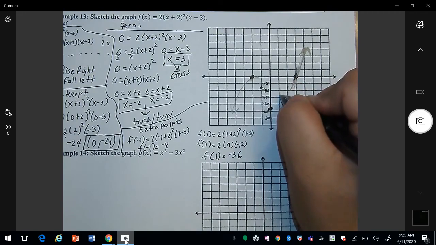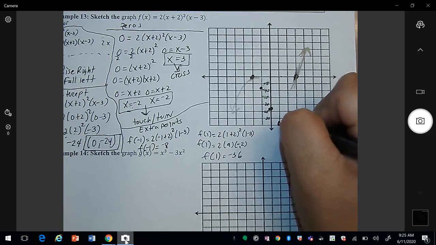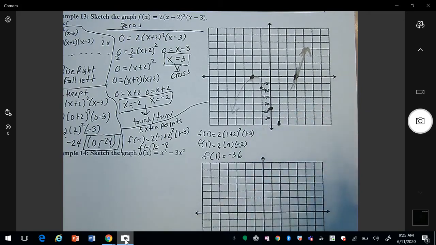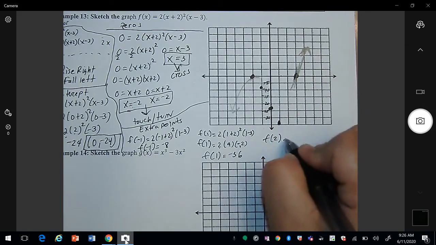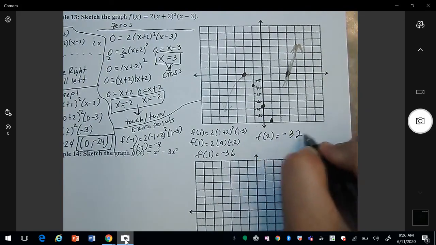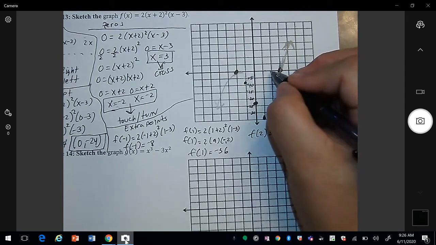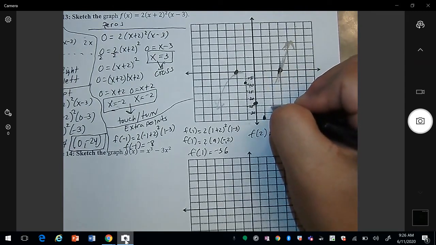So f of 1 is going to be down here somewhere. And then we can try 2 just to be sure. And that comes out to -32. So f of 2 is going to be a little bit higher. So maybe like right here.